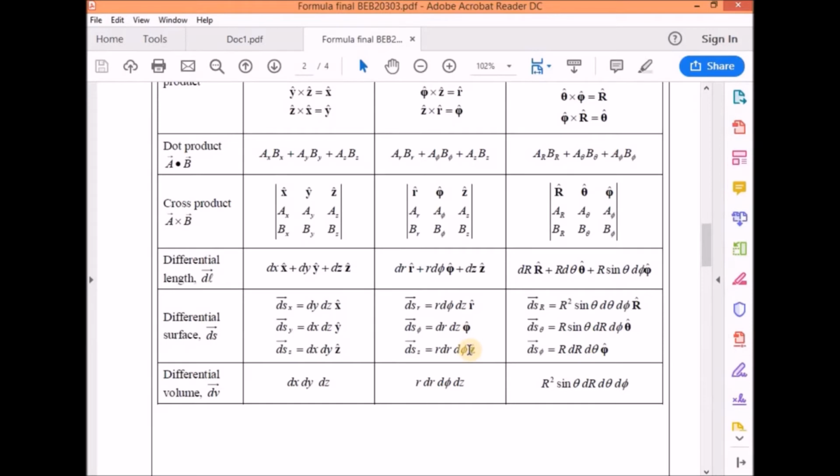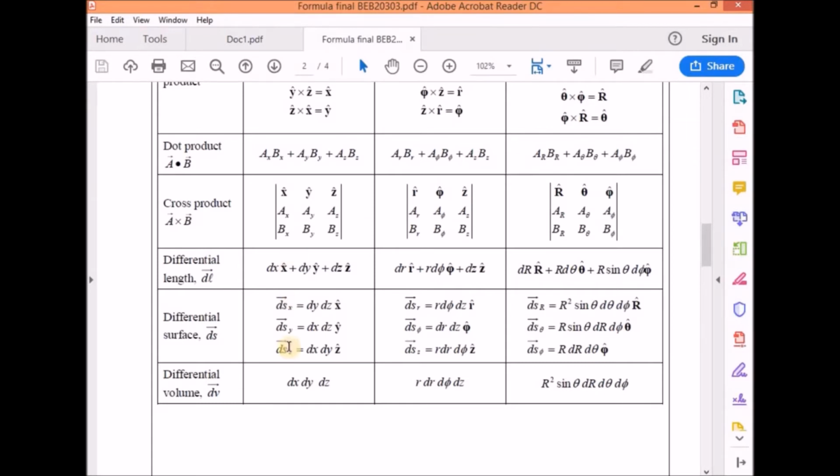Okay, which one do you want to use? This is your surface. You just imagine this is a circular surface located at the xy plane, right? So the surface is normal to the z direction. Am I right? Yes. So for your dS, you have to pick the third one.